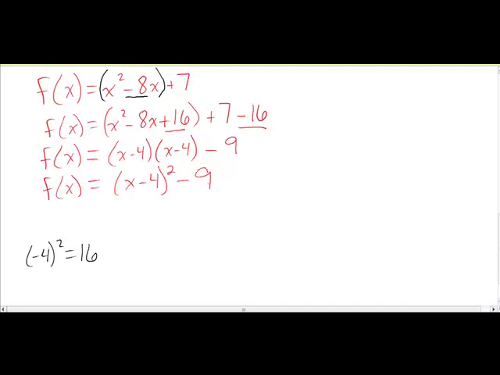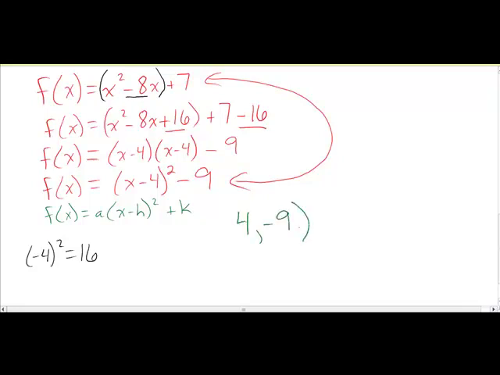And look what we have done. We have just rewritten this original function up here in the format we were looking for. Let me write it in a different color so it stands out. This is now in the format f of x equals a times x minus h squared plus k. That's what we were wanting to do. We've accomplished that. So by looking at this, I can see where my vertex is. My vertex is going to be at positive 4, negative 9. And that's just from looking at h and k.